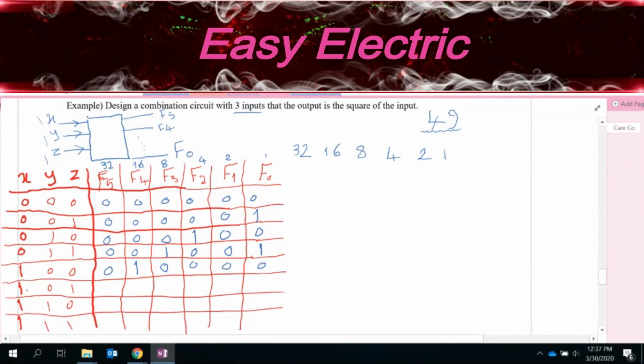Okay, what else do we have here? This is 1, 2, 4, this is 5. What is the square of 5? Square of 5 is 25. See how I make 25? This is 16, this is 8, so I have 24 plus 1, which is 25. The others should be 0. So what is the next? It is 6. What is the square of 6?